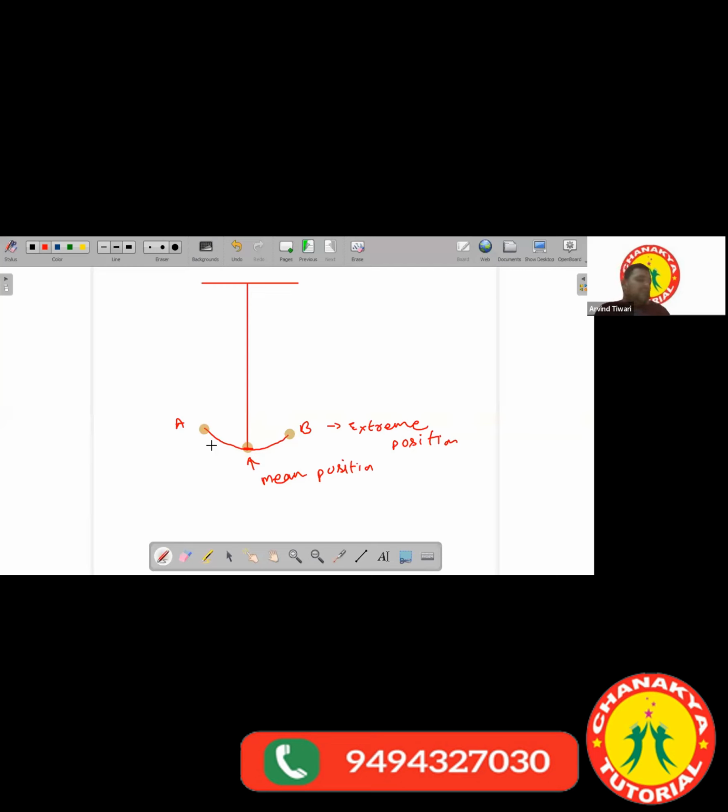Can you tell me at which point it should have the highest kinetic energy? When it is at A or B? No. It will have the highest kinetic energy when it is at the mean position. As you know, the formula of kinetic energy is 1 by 2 mv square. It will be moving fastest at the mean position. At the extreme position, it has zero kinetic energy.